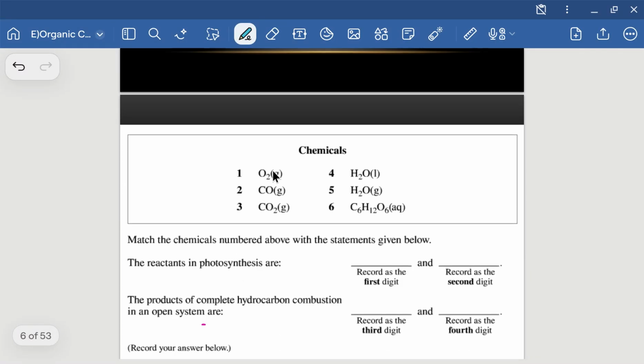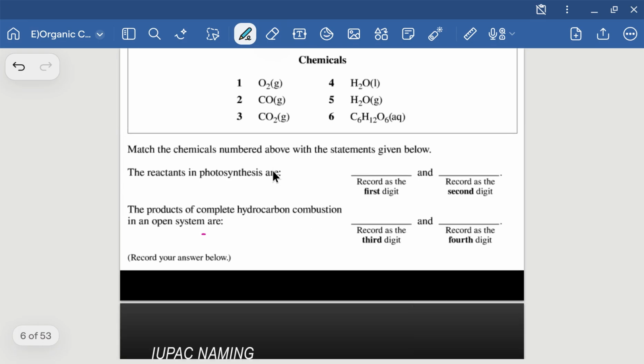So here's one that shows that we know photosynthesis and hydrocarbon combustion. So the first part, the reactants in photosynthesis. If you don't know the photosynthesis reaction, you might find this one a little bit challenging. So we know that in photosynthesis, you will be taking in carbon dioxide and water, and you produce oxygen and glucose. And so when I'm looking at my reactants, I'm taking in carbon dioxide, so number 3, and water, so number 4.